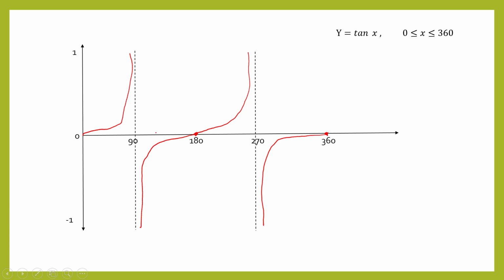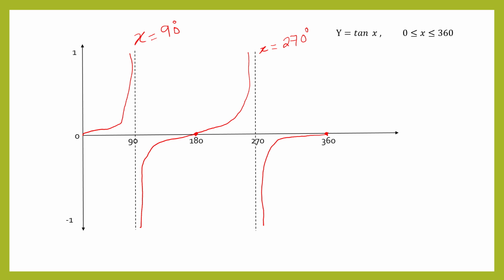What are these? These are asymptotes. You may be asked in the exam to write the equation of the vertical asymptotes. Here the asymptote is x equals 90 degrees, and here this asymptote is x equals 270 degrees. You need to know what an asymptote is because it's really important. An asymptote is a line that the curve approaches but never reaches or touches. It's very close but it does not touch.